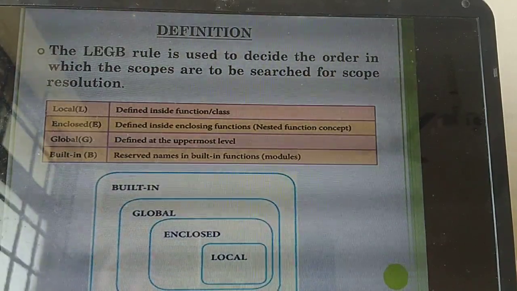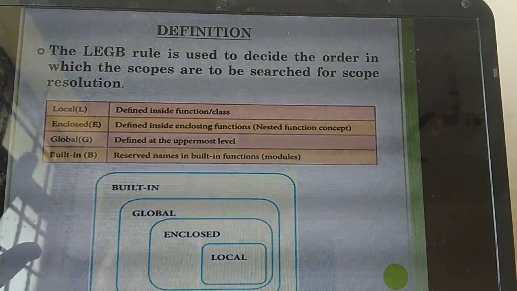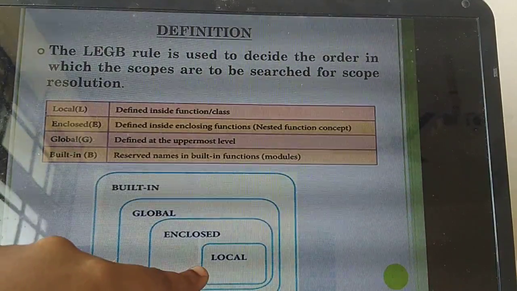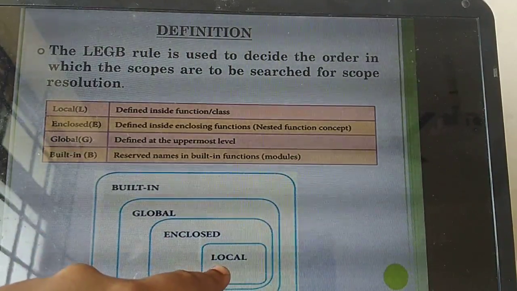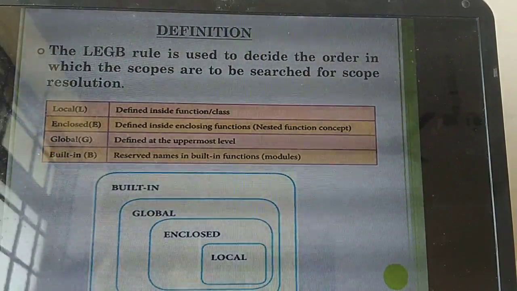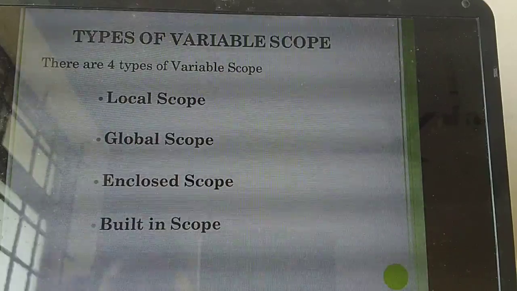If they ask a 2-mark or 3-mark question, you should write the definition, then draw this tabular column and this diagram. Inside is the local function, next the enclosed function, then the uppermost level global, then built-in. Understand? Next thing, types of variable scope.